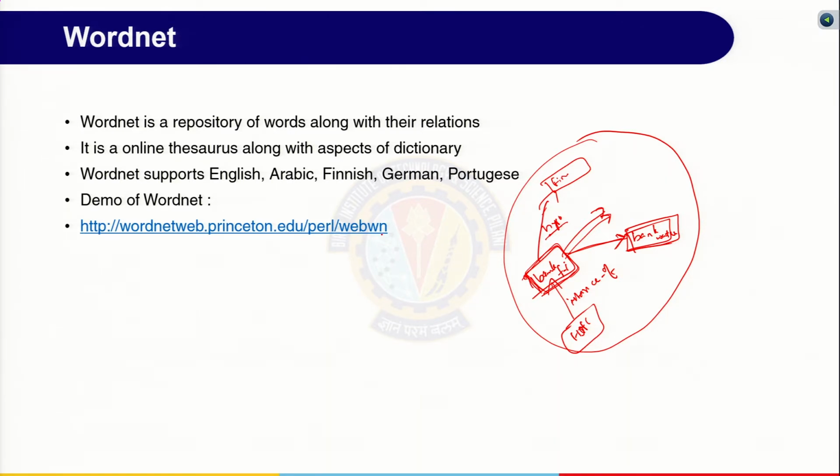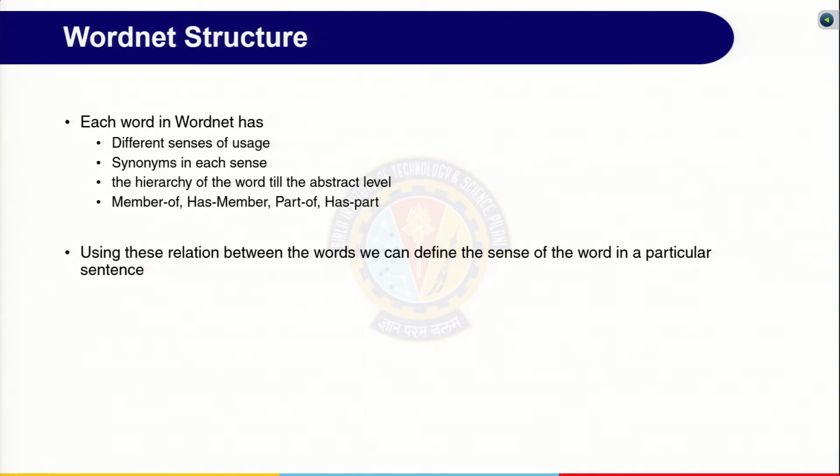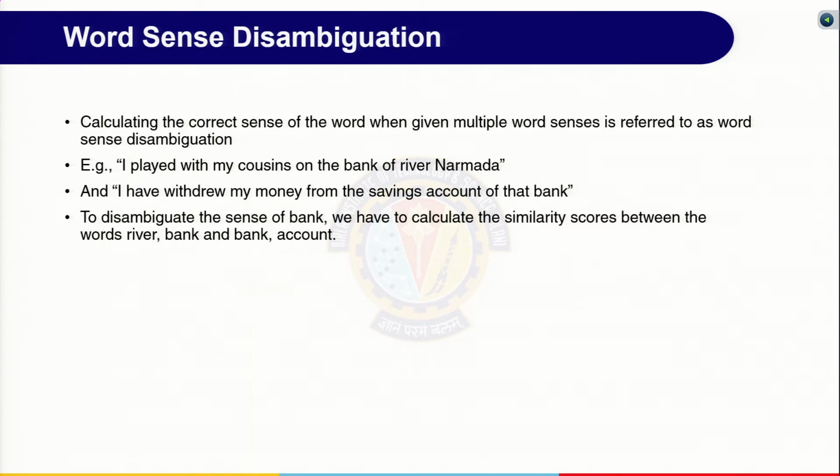You can see the demo of WordNet by following this link here. And WordNet supports not just English but other languages as well. Each word in WordNet has different senses of usage. It also has synonyms in each sense, by the way. And the hierarchy of the word till the abstract level is also present. We have member of relations, has member relations, part of, has part. So we have multiple relations for each word, and we also have the words that are related to it with these particular relations. So using this relation between words, we can define the sense of the word in a particular sentence. Now let's come back to the problem of word sense disambiguation.